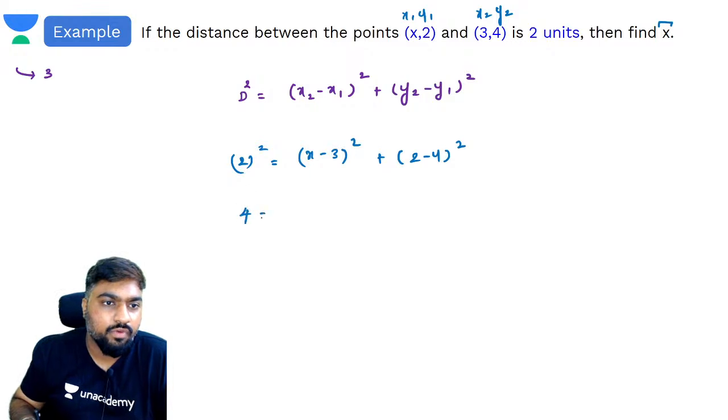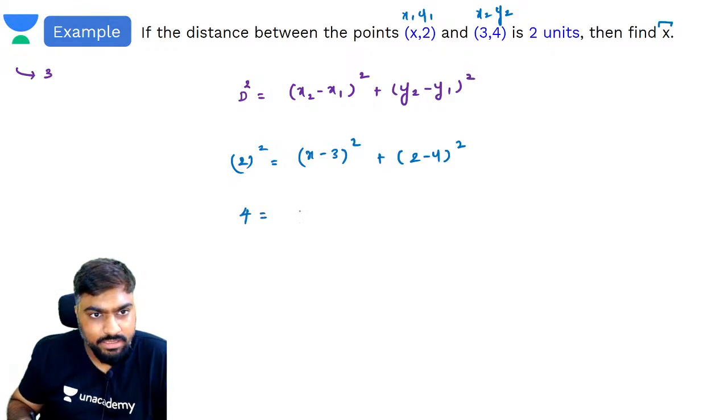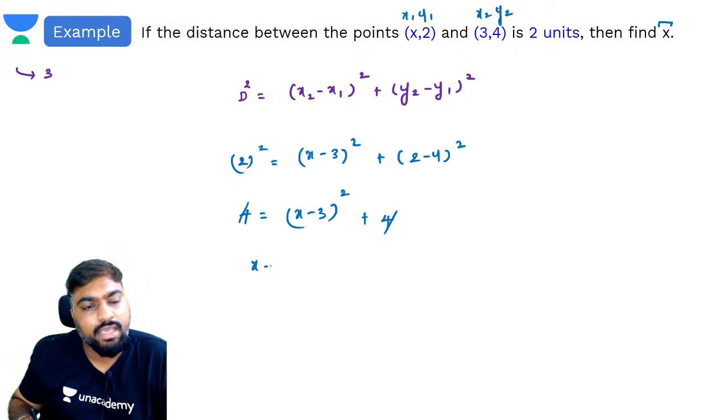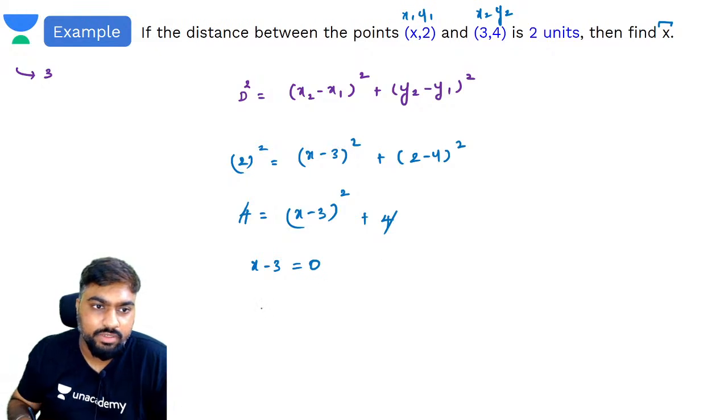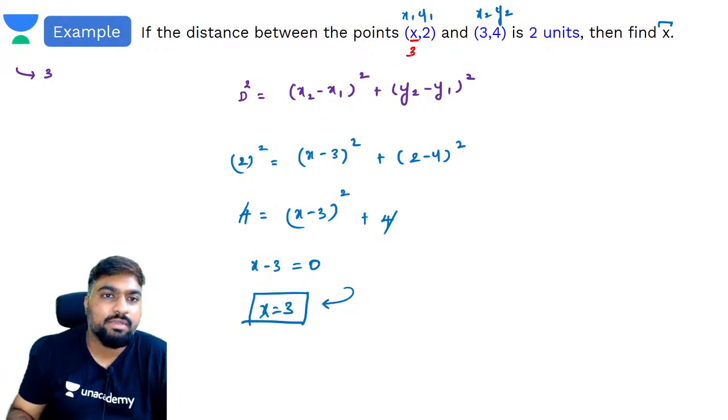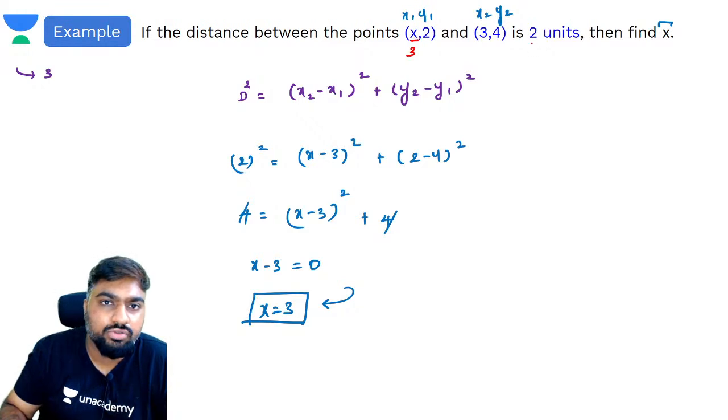Yes, so what do you get? 4 is equal to x minus 3 the whole square. Don't break it just yet, because here you have 2 square, which is 4. So this gets cancelled. You get x minus 3 the whole square is 0. Take the square root. X minus 3 is equal to 0, or x becomes equal to 3. Yeah. So when x ka value is 3, that is when you get the difference between 2 points to be 2 units.